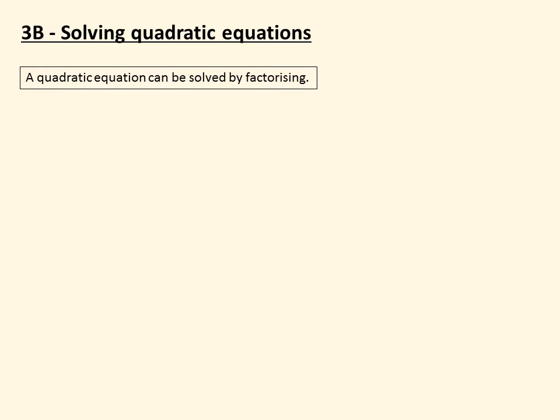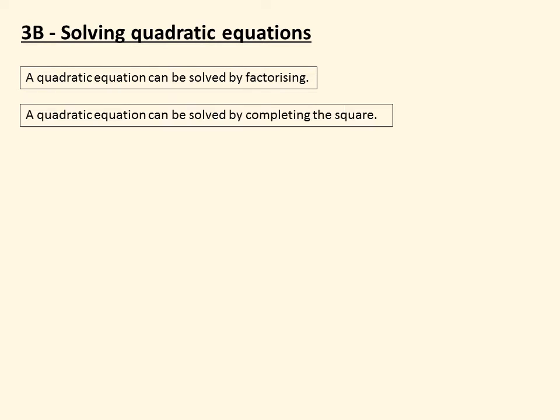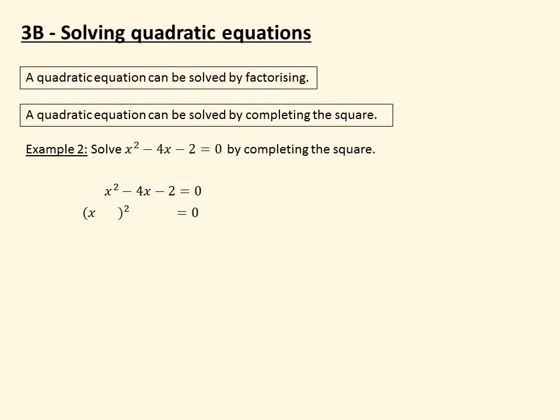The second type of solution comes from completing the square. So example 2, we need to solve this quadratic by first completing the square. If we write it as a bracket squared with an x at the front, we now take this number in front of the x and half it to give -2. We think what this bracket is when it's multiplied out.